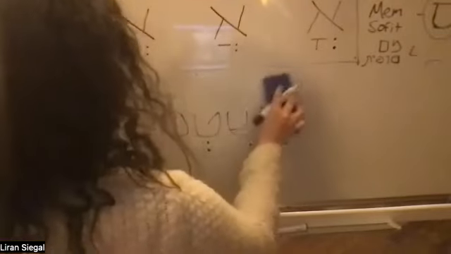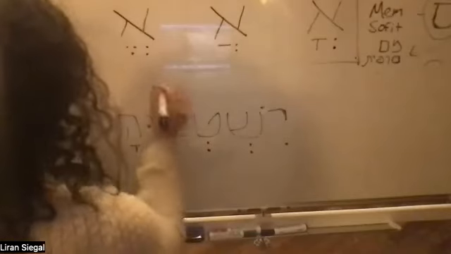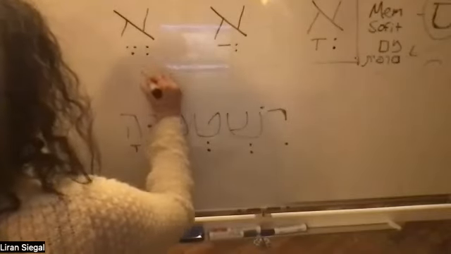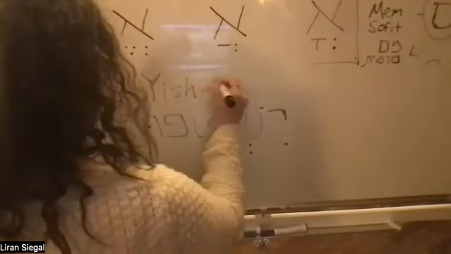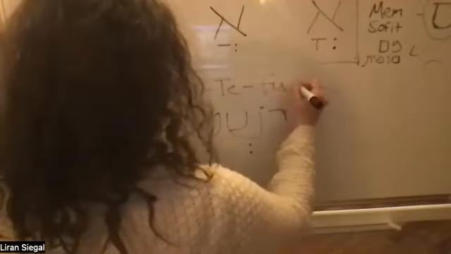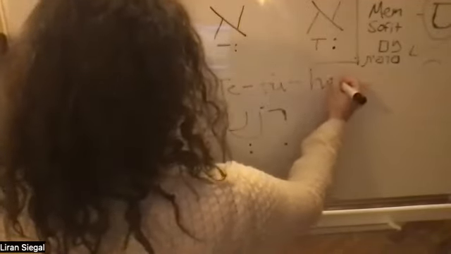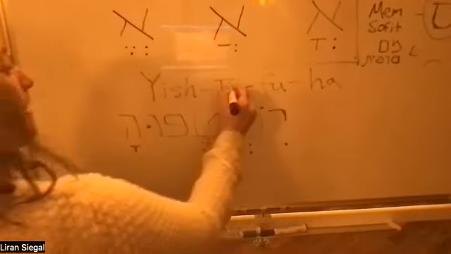So this is how you would pronounce it, just so you can see it written out. Yish te. I'm just breaking it up so it's easier for you to see. Fu ha. Yish te fu ha.